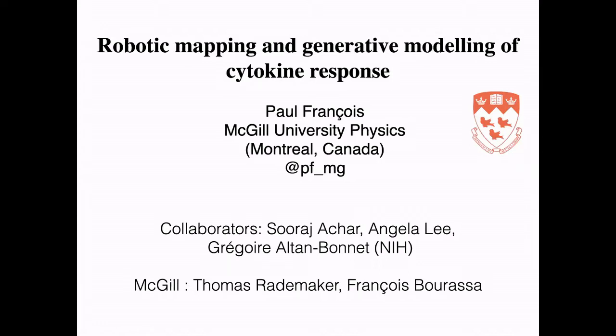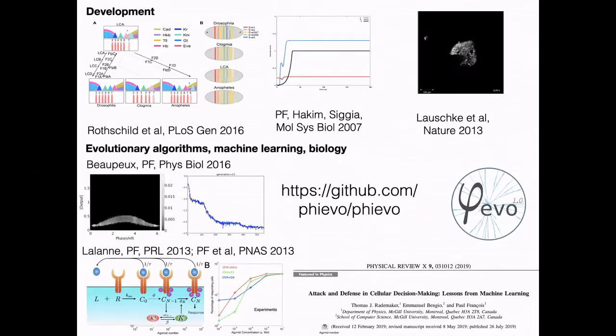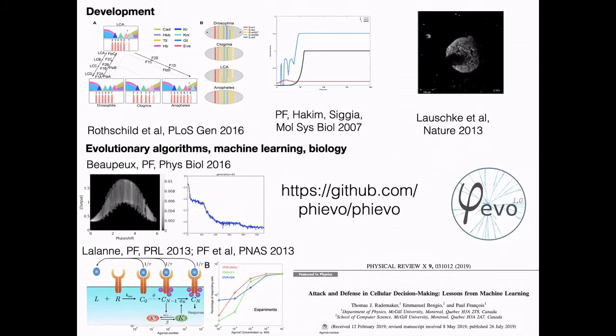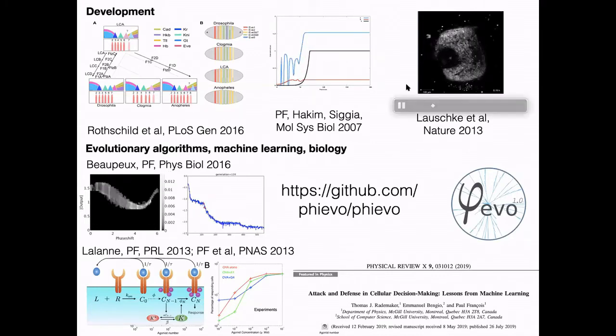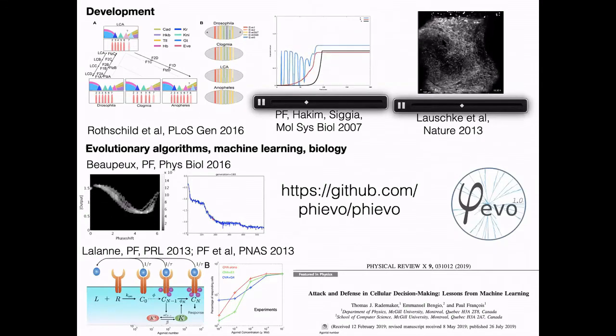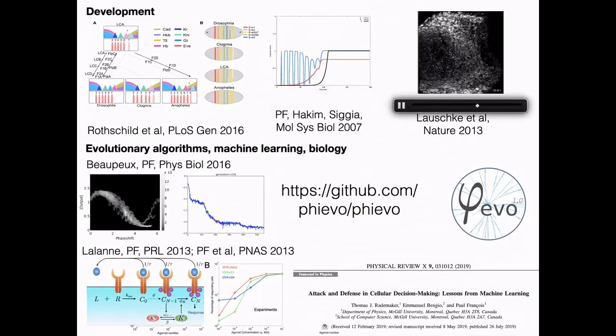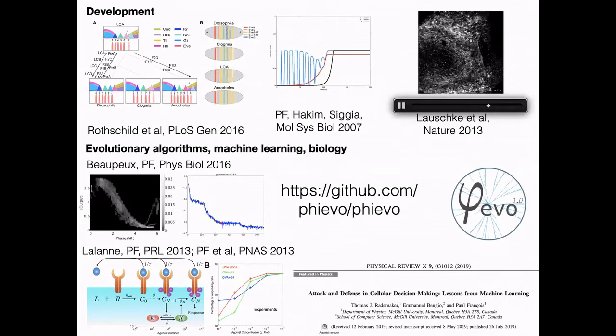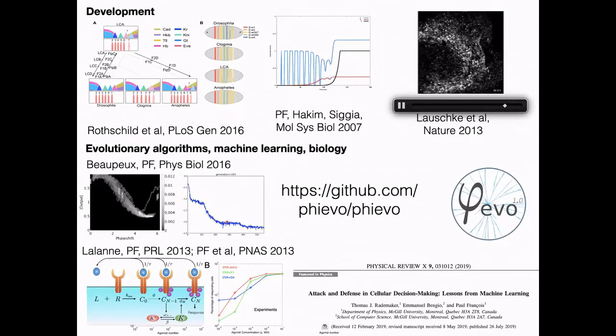So I've been working on many topics over the years. I'm a physicist. I've been really interested in biological dynamics. I've been working a lot on development, modeling of development. So for instance, on the top right here, you have a developing embryo where you see oscillation and you see waves propagating and pattern forming. So we've been working a lot on that.